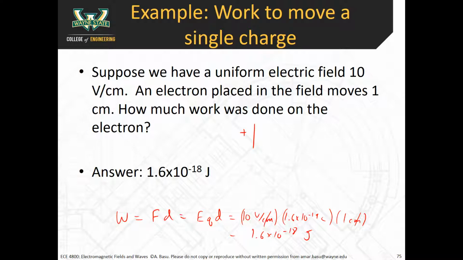The question's asking you how much work was done on the electron. How much work did the electric field do on the electron? The electric field is pushing it in one direction, right? So if the electric field is doing the work, that means there's a positive work associated with the electric field. If, on the other hand, I was asking you how much work I am doing if I physically move this electron from here to here, then it would be negative.